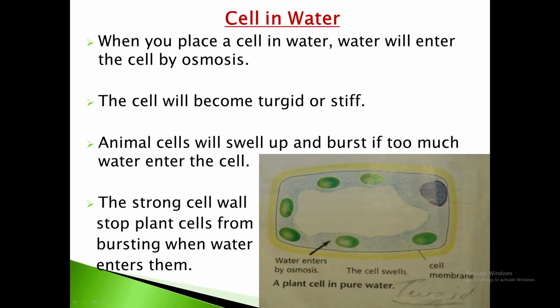And so in looking at the diagram, the cell will swell, or you can say stiff or turgid. Again, the main reason for that is simply because more water is outside of the cell, so osmosis will allow water to enter the cell so that the cell can get the needed amount of water.